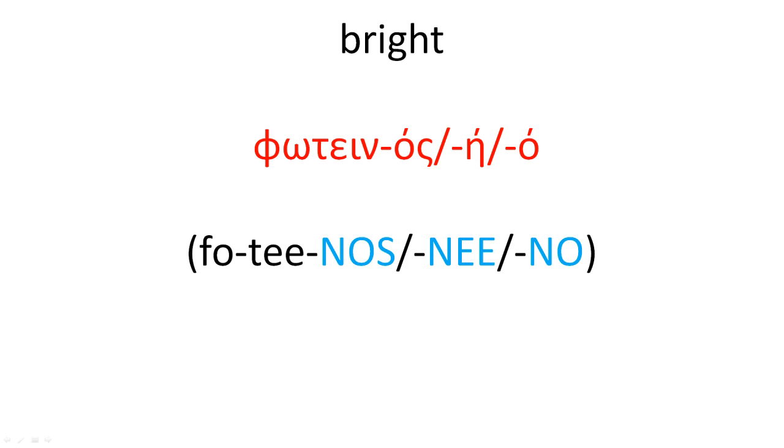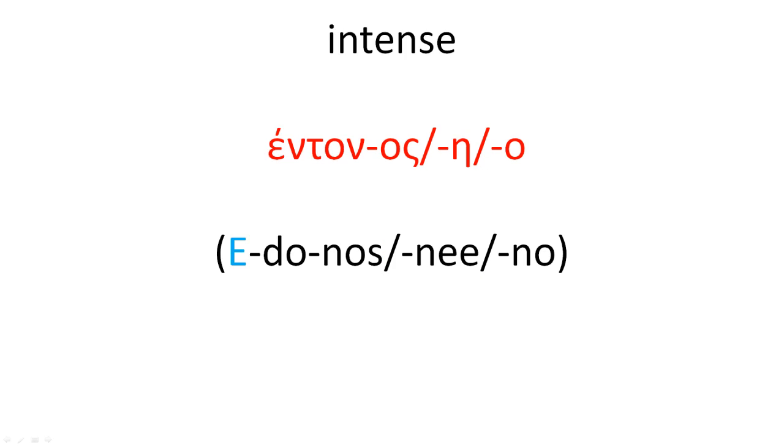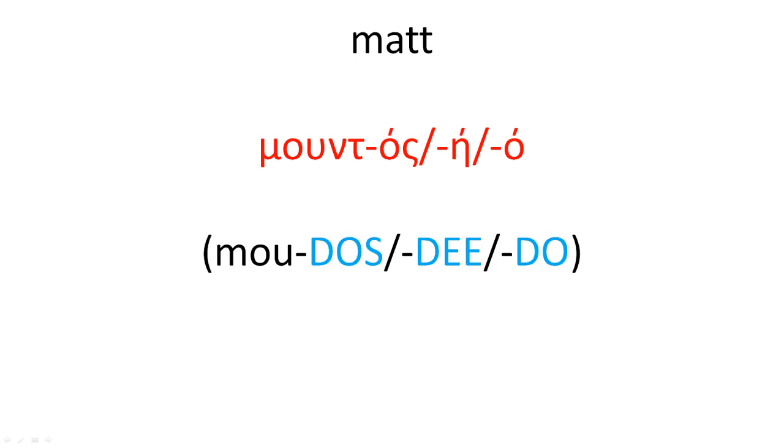Bright, it means φωτεινός, φωτεινή, φωτεινό. Intense, it means έντονος, έντονη, έντονο. And finally, matte. Matte means μουντός, μουντή, μουντό.